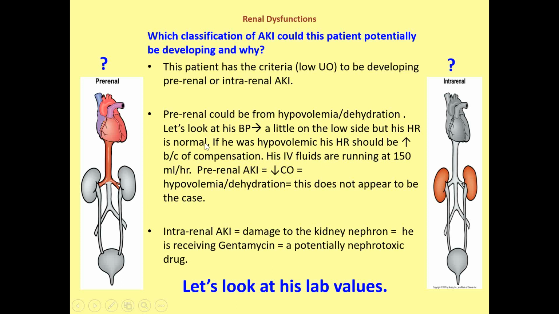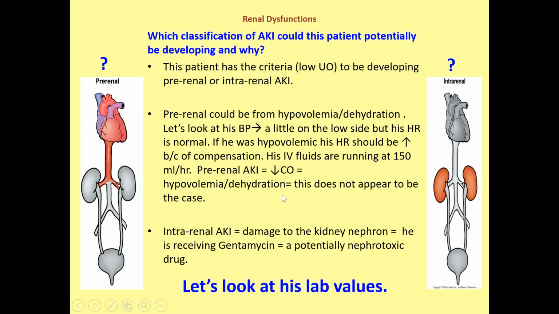Also, if the patient was to be hypovolemic, he would have to be somewhat dry, and his fluids are running at 150 mL per hour, and that's a pretty decent amount of volume that's going in. So it really doesn't appear that dehydration or a decreased cardiac output is the case. So let's move on to another possibility, and that's intrarenal AKI. So that's damage to the kidney nephron.